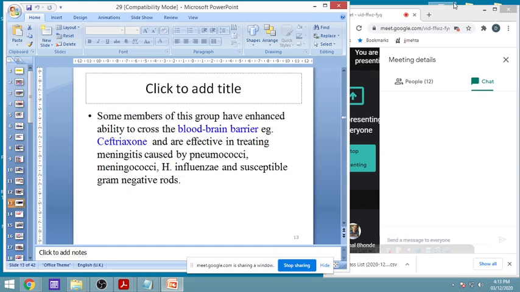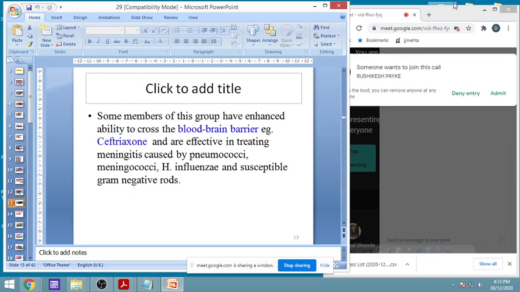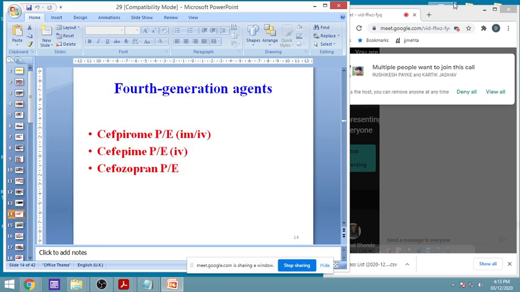Some members of this group also have enhanced ability to cross the blood-brain barrier. An example is ceftriaxone, and therefore they are useful in the treatment of meningitis caused by pneumococci, meningococci, Haemophilus influenzae and susceptible other gram-negative rods. So they show good activity because they are able to cross the blood-brain barrier.